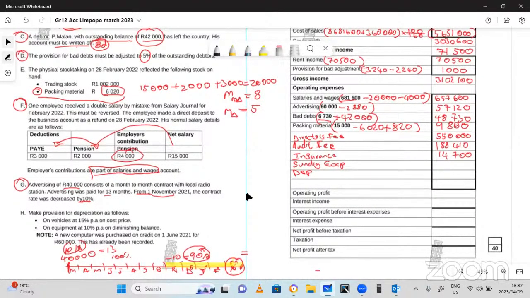Okay, now getting back to the question, we were to calculate our depreciation. Now we are told to make provision for depreciation transaction.